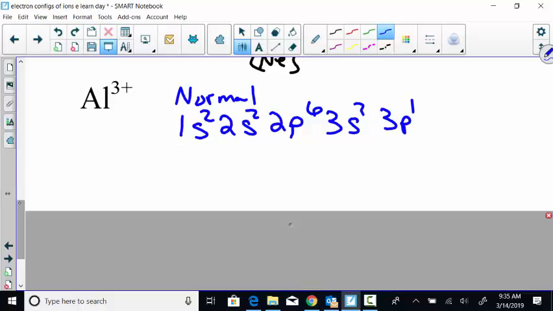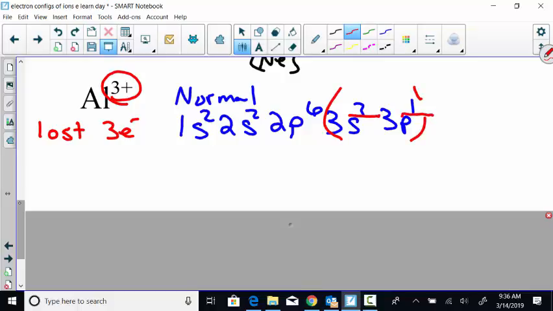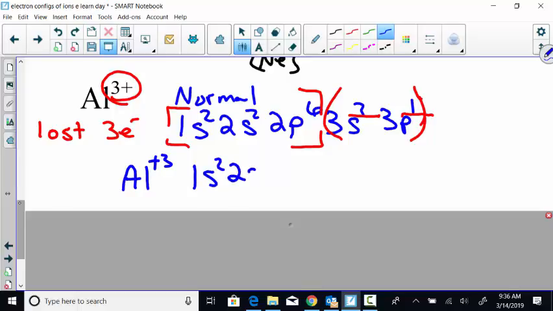Okay, so now you got to go back to what does plus 3 mean? And that means we lost 3 electrons. Doesn't matter where they come from. I have 3 electrons right there: 1, 2, 3. So if I lose those 3 electrons, then my electron configuration comes back down to looking like neon. So the electron configuration of aluminum 3 plus is 1s2, 2s2, 2p6.